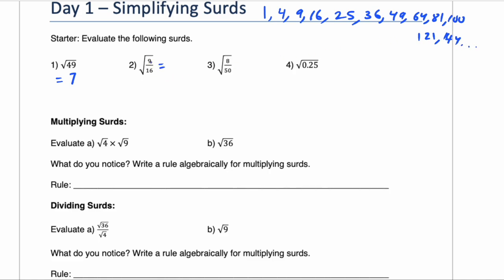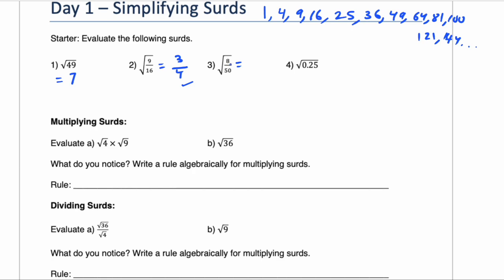We have the numerator and denominator are both square numbers in this list. So the square root of 9 is 3 and the square root of 16 is 4. So this is 3/4. And you can check your answer pretty easily. 3/4 times 3/4 is 9/16. So it is correct.